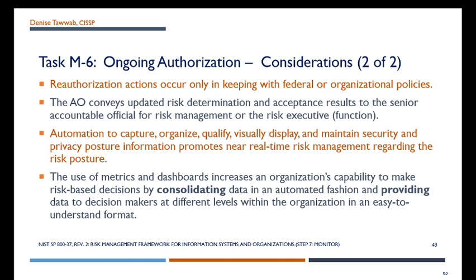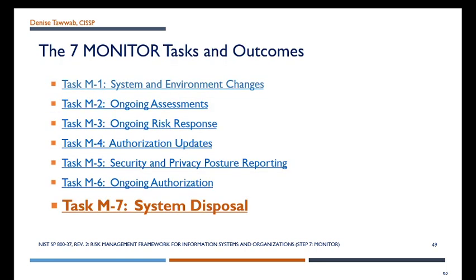The use of metrics and dashboards increases your organization's capability to make risk-based decisions by consolidating data in an automated fashion and providing data to decision makers at different levels in the organization in an easy-to-understand format. So metrics and dashboards come into play. So that's step 6, ongoing authorization.